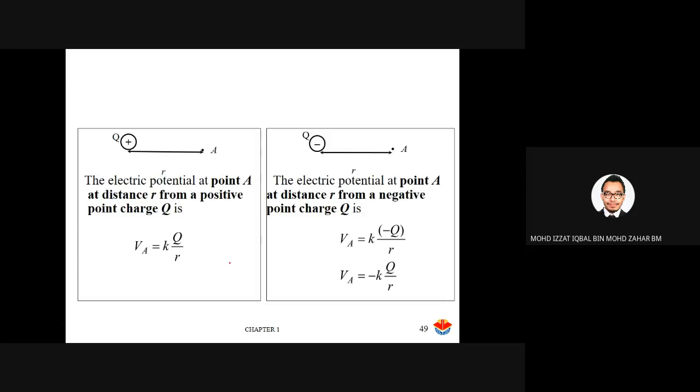Apa maksud positive and negative potential ni? Sebenarnya tak ada makna apa pun. It just indicates that it comes from a negatively charged particle. Itu je. Kalau V kamu ada nilai negatif, maksudnya dia datangnya daripada negative charge punya particle. Dia tak ada physical significance, tapi kamu kena tulis. Kalau tak tulis, salah terus. Dan satu benda yang dia dah keluarkan daripada kamu punya syllabus is actually graph ni. But this graph is actually very important for you to understand the concept of potential.